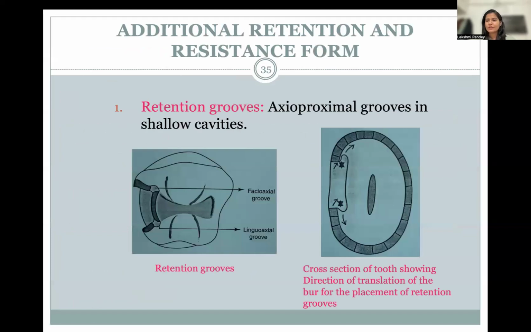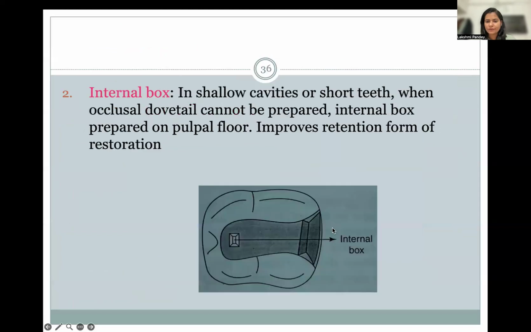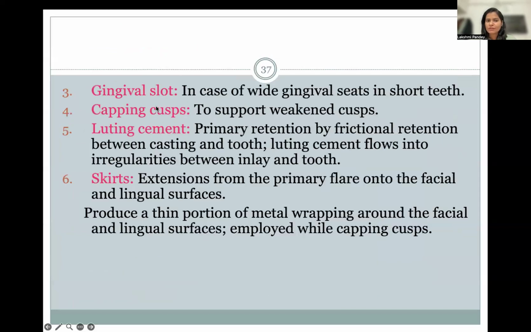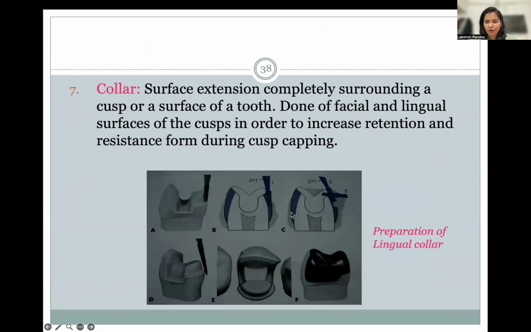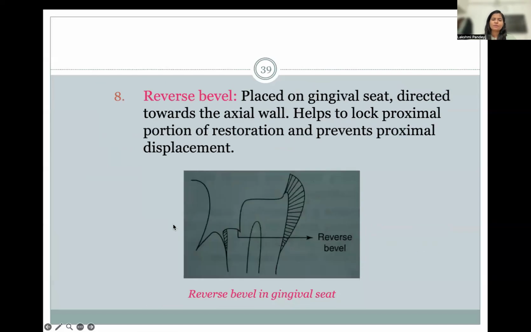Okay, as additional retention forms, we give retention grooves here. So can you see here? Then an internal box is made. Gingival slots, cusp capping, luting cements, and skirts are used for extra retention. Here, collars. Can you see here? With a burr, you make a collar on the cusp for extra retention. Reverse bevel, here, is also called the Minnesota bevel.